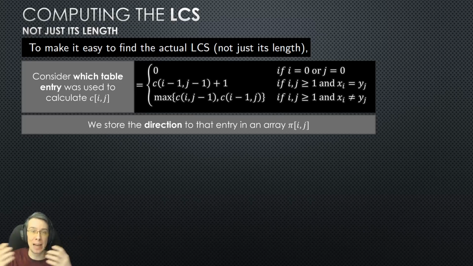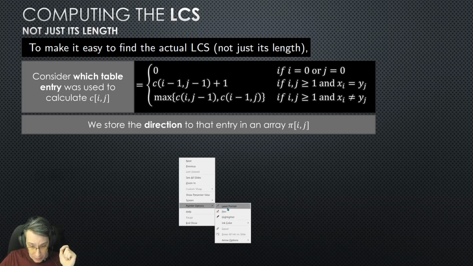So in knapsack, we figured out how to backtrace from an optimal profit to an optimal sequence of items. So we're going to do something similar here, but we're going to try to output the actual LCS. So in order to do this, for a given table cell C[i][j], we want to consider which table entry was used to calculate C[i][j]. Okay, so let me grab my laser pointer here.